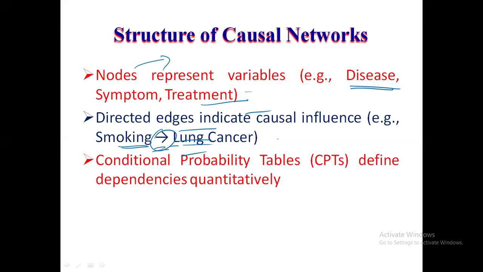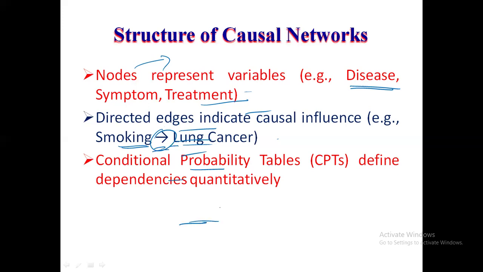And next, conditional probability tables, CPTs. Conditional probability tables define dependencies quantitatively. CPTs assign numerical probabilities to the relationships between variables. For instance, if smoking increases the likelihood of lung cancer by 30%, this probability is encoded in the table.